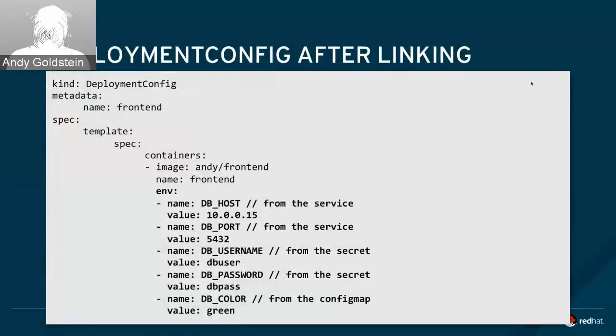So here's what the deployment config would look like after we run the linking with some of the other irrelevant pieces removed. You'll see that there's a new env section under my container, and I've got five environment variables here. I've got DB_HOST and DB_PORT, which come from the service, and then I've got the DB_USERNAME and PASSWORD, which come from the secret, and DB_COLOR, which comes from the config map. And so all of this just happens as a result of running oc link, and now when the deployment config is deployed and we have an actual pod or set of pods that come from it, the code running in those pods can make use of these environment variables just because it's a convention that we're attempting to establish.